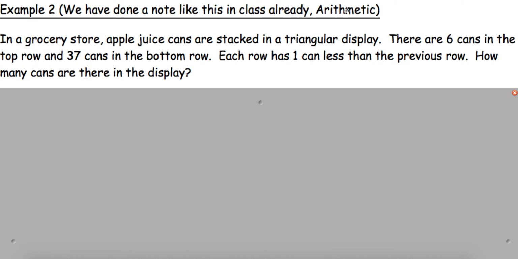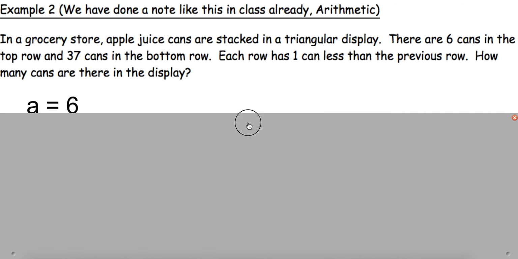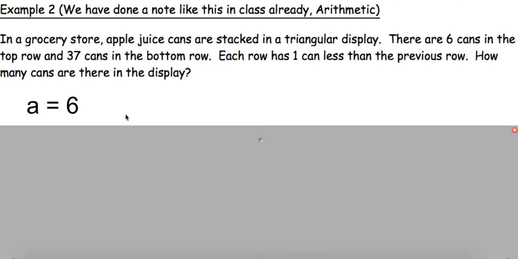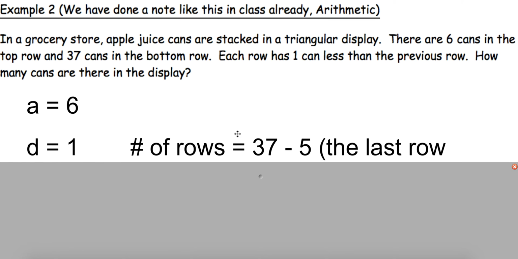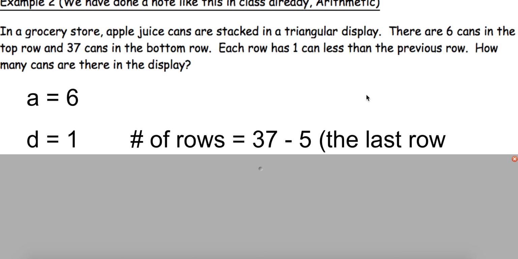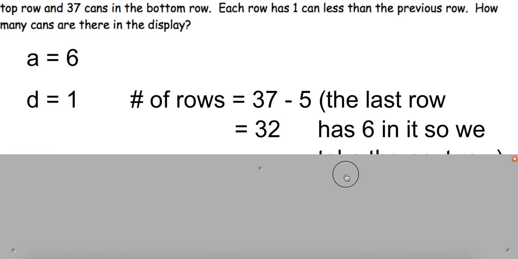Finally, now remember we did one like this in class. This is the classic store display, a triangle store display. This one's just worded a little differently. We've got 6 cans on top, 37 on bottom. Now I'm going to say A is 6 because I like to add. So A is 6, that means D is going to be 1. And the number of rows is going to be 37 minus 5, because 6 is the last row, so I have to include it.